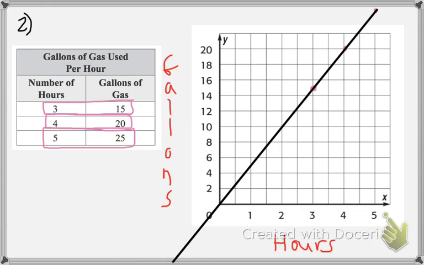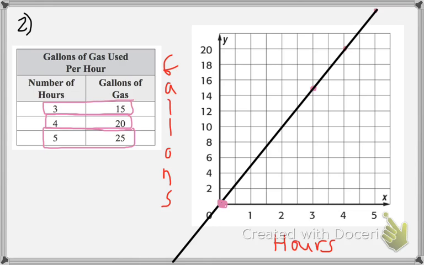Okay, so now we're looking for two things. We're looking for if it's a straight line, which it is. Okay, so that's number one. Number two, we're looking if it goes through 0, 0, which it does. Okay, so now we have our two traits that we need for it to be proportional. Straight line, goes through 0, 0, goes through this point, the origin right here. Okay, so in this case, this is proportional.